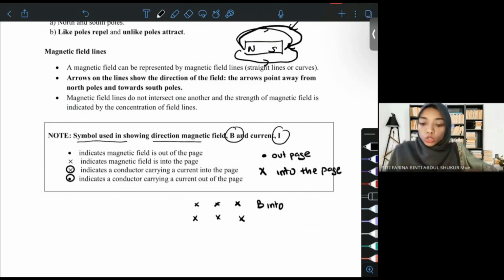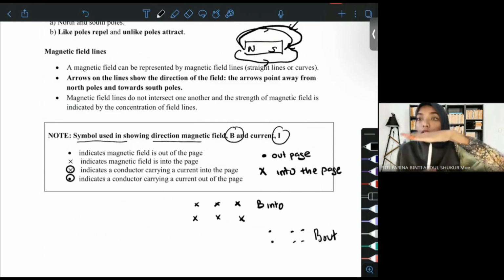Semua B, contoh ini muka surat kamu. This is your page here. All your B is going to point into the page dekat sini. Dia akan masuk ke dalam muka surat, dia ke dalam muka surat. Kalaulah dia kata B dekat sini, dia guna simbol dot. Okay, so this indicates that the B is out of the page. Semua B kamu out of the page. Dia tengah keluar daripada muka surat naik ke atas.